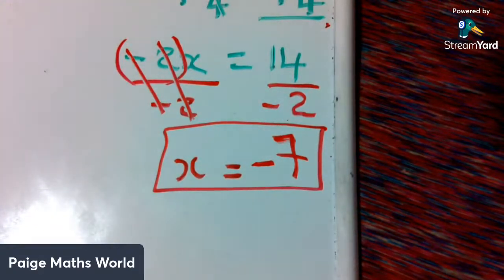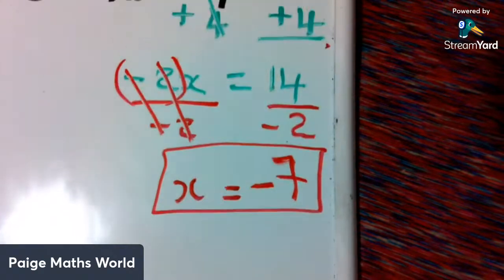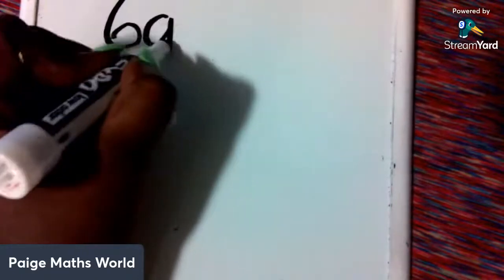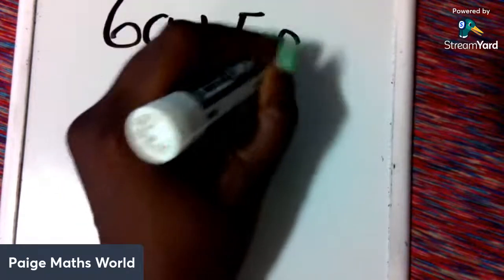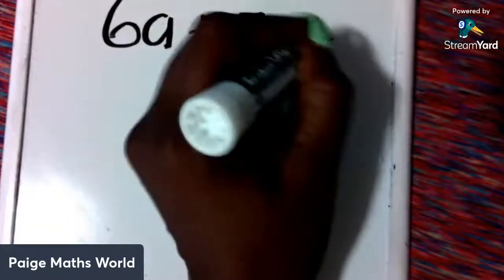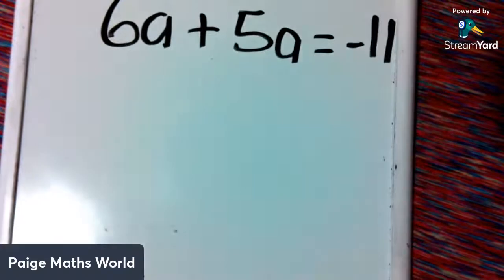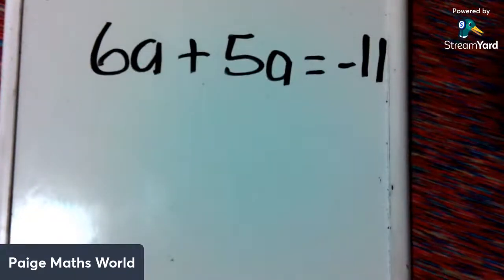So we are going to be looking at something similar. It's just that we're going to be changing it up a little bit. All right, so let's say we have 6a plus 5a is equal to -11. 6a plus 5a is equal to -11.